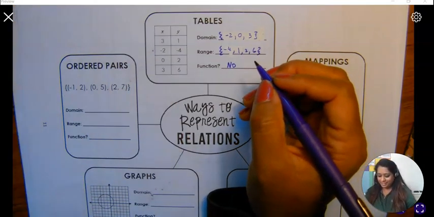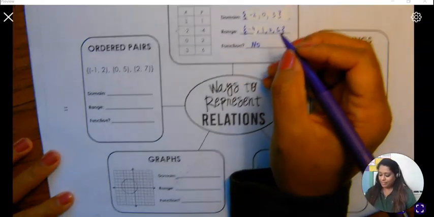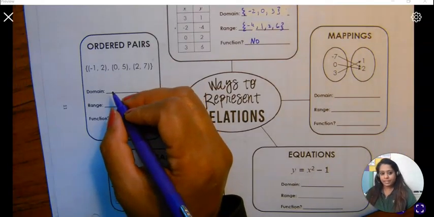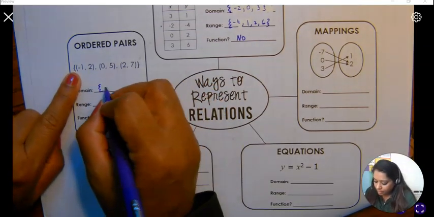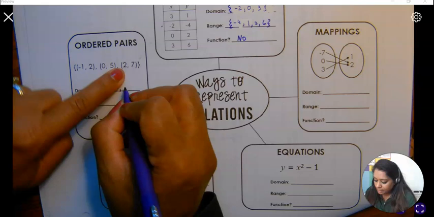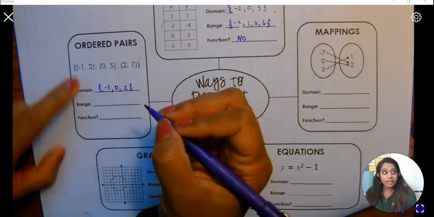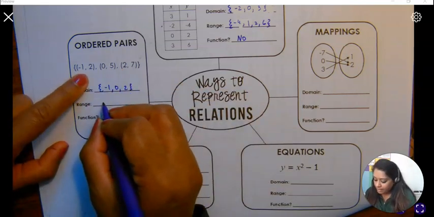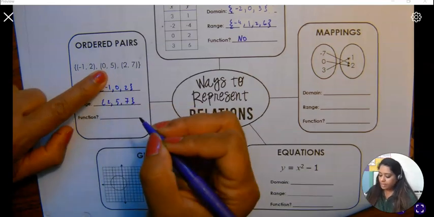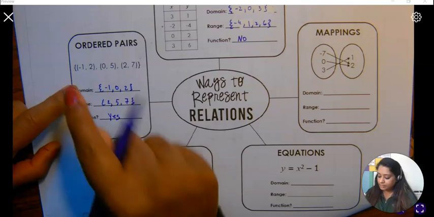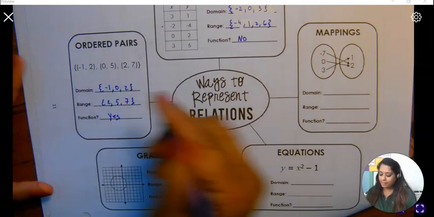We can also do ordered pairs right here. So the domain, it looks like it's at -1, 0, and 2. And then the y values here are at 2, 5, and 7. And is it a function? Yes, because the x values are not repeating.